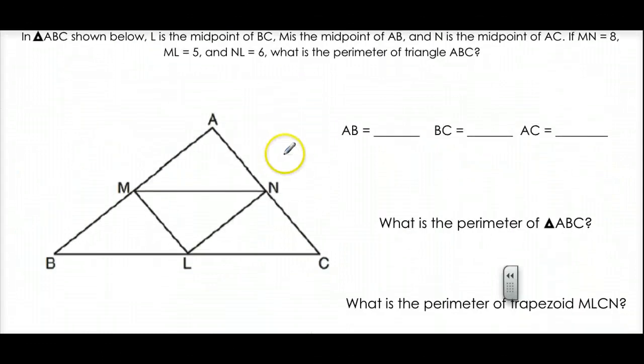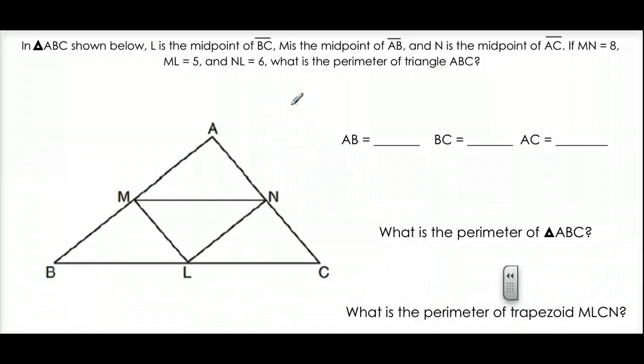All right. In ABC shown below, L is the midpoint of BC, so these would be congruent. M is the midpoint of AB, all right, and these would be congruent. And N is the midpoint of AC, and those would be congruent. Well, since these are all congruent, we know that these are all midsegments. M and N are midpoints, so that's a midsegment there. M and L are both midpoints, so if I connect those, that's another midsegment. And L and N are midpoints, so if I connect them, that's another midsegment.